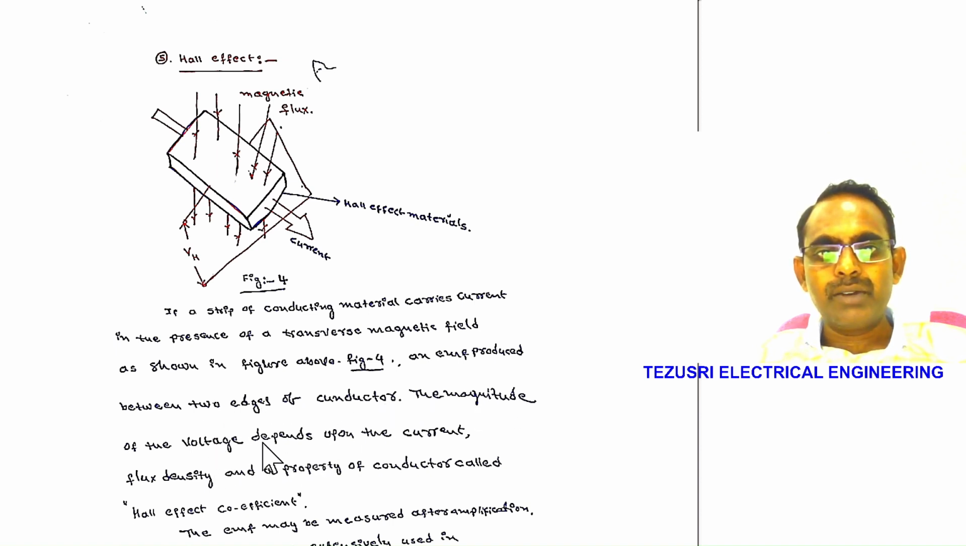The magnitude of the voltage depends on the current, flux density, and a property of the conductor called the Hall effect coefficient. The EMF may be measured after amplification. Hall effect elements are extensively used in magnetic measurements. They can also be used for sensing of current. This effect is also used in Poynting vector wattmeters, which are used for measuring the power loss density at the surface of magnetic material.